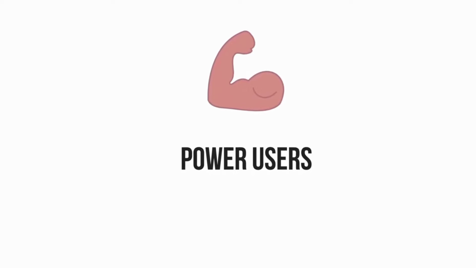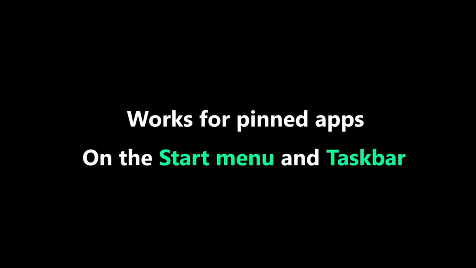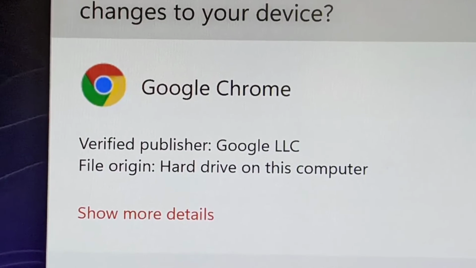And now for power users, I really like those ones. The first one is holding Ctrl Shift while double clicking an app. If you do that, it will automatically open it as an administrator without you having to right click and choosing run as administrator. Really simple.